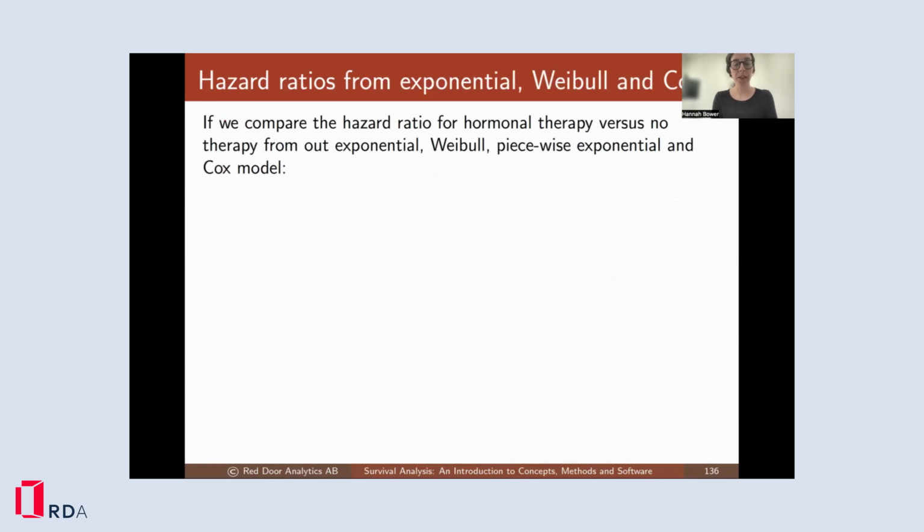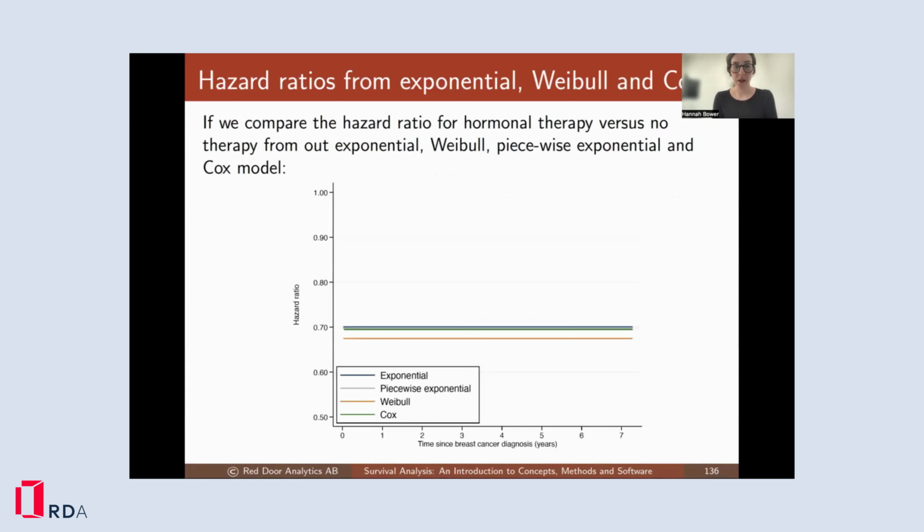Now, how does this compare to what we estimated previously? Well, when we estimated our hazard ratio from our exponential, our Weibull, and our piecewise exponential model, we got very similar estimates, actually. So you can see on this graph here, I plotted them all together. We have the hazard ratio across time since breast cancer diagnosis here again, so hazard ratio of hormonal therapy versus those not on therapy. And we see that they're all very similar, actually.